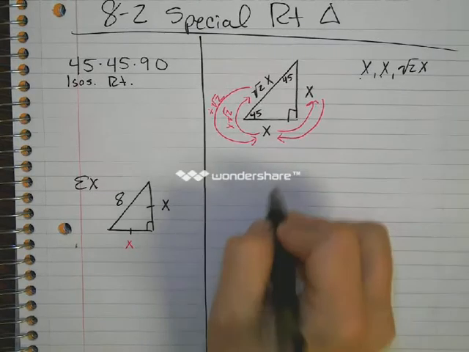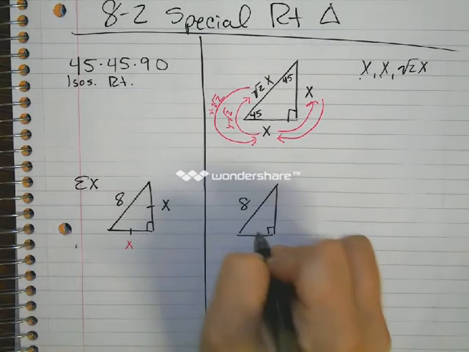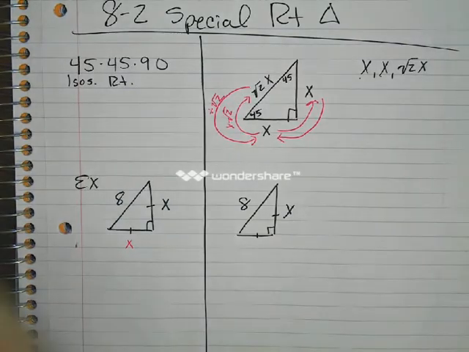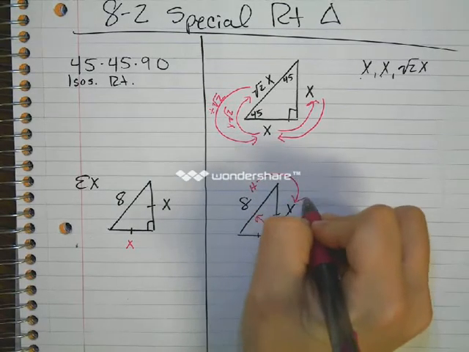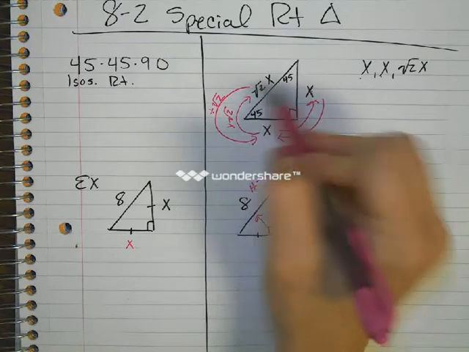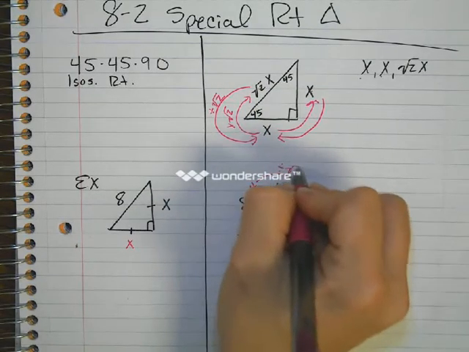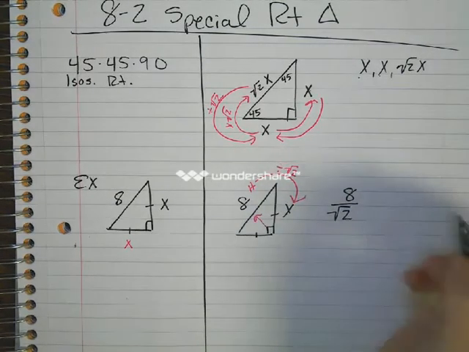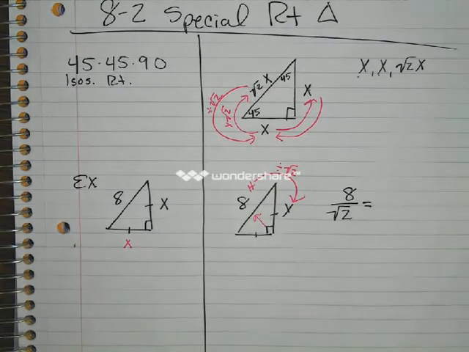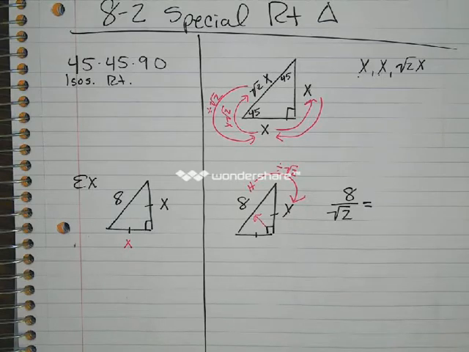If you have an 8, 8 is your hypotenuse because it's across from your 90-degree angle, right? That makes this the hypotenuse, and you're trying to go to the leg. If you're going from the hypotenuse to the leg, you're getting smaller, so you would divide by square root 2. So you would have 8 divided by square root 2, and you could put that on the calculator and get your decimal answer. So 8 divided by the square root of 2 gives you 5.66.